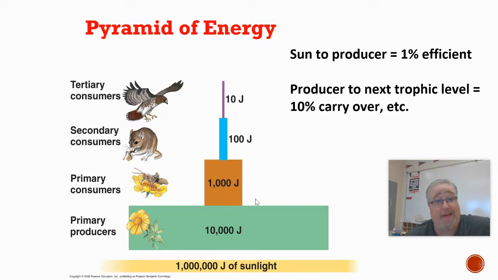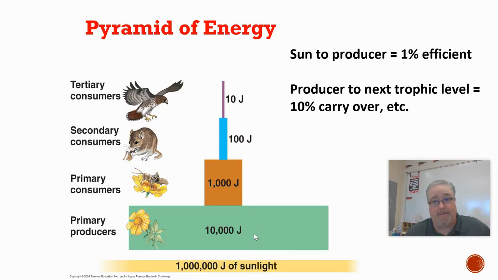So you have only 1,000 joules of energy available for the grasshoppers. Then you only have 100 joules of energy for the field mice. Then you only have 10 joules of energy for the hawks. So you can see that as you go up the pyramid, it gets smaller and smaller and smaller.